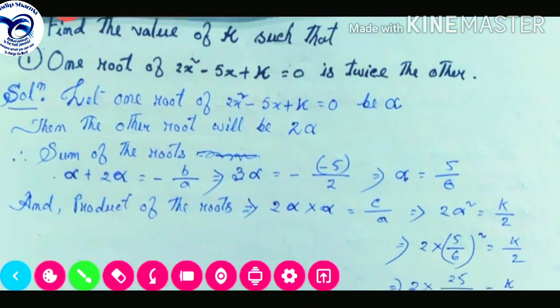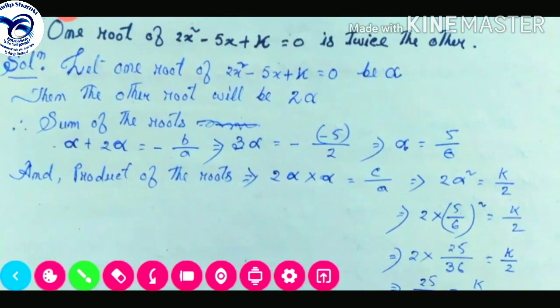Now we need to find out the product of the two roots. So here the two roots are alpha and 2 alpha. So alpha into 2 alpha is equal to c by a. Here c is equal to k and the a value is equal to 2. So it will be k divided by 2, and alpha into 2 alpha is 2 alpha square. And the alpha value we already got, it is 5 by 6. So here we'll put 5 by 6, whole square. So it will be 5 into 5, 25, and 6 square will be 36, is equal to k divided by 2.